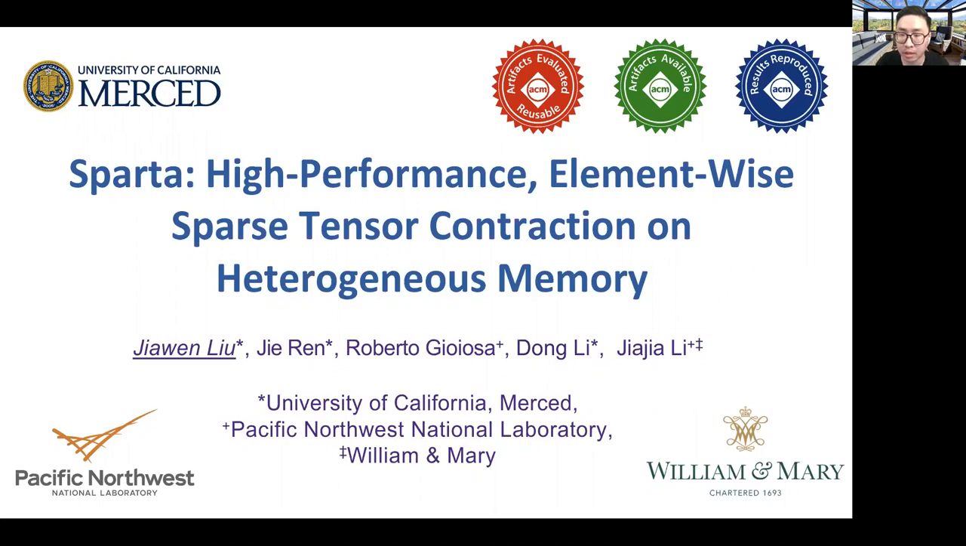In this talk, I will introduce our recent work, Sparta, a high-performance framework for arbitrary order element-wise sparse tensor contraction on heterogeneous memory systems.